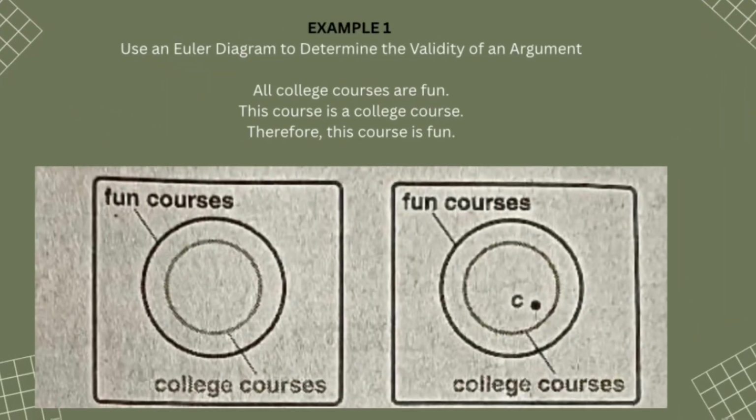Now, let's use the Euler diagram to determine the validity of an argument. For example: all college courses are fun. This course is a college course. Therefore, this course is fun. As you can see, the conclusion is, therefore, this course is fun. Look at the diagram, because the college courses circle is entirely within the fun courses circle. The C, which represents this course, must also be inside the fun courses circle.